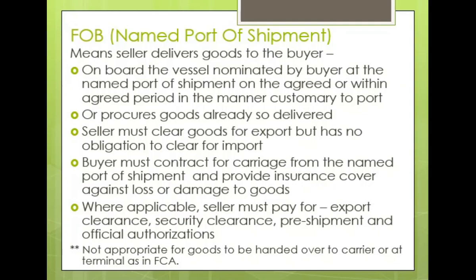shipment on the agreed date or within agreed period in the manner customary to the port formalities, or procures goods already so delivered. Under FOB, seller must clear goods for export but has no obligation to clear for import. Buyer must contract for carriage from the named port of shipment and provide insurance cover against loss or damage to goods. Where applicable, seller must pay for export clearance, security clearance, pre-shipment, and official authorizations. That's for free on board.